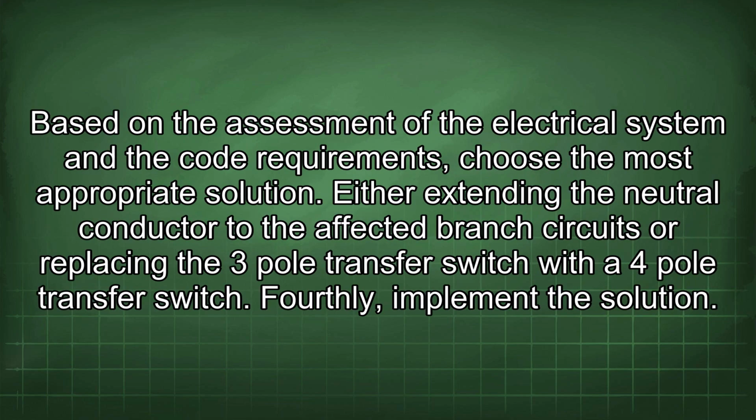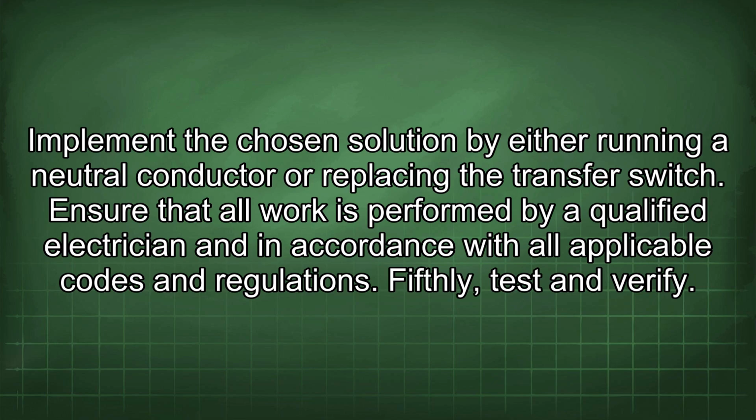Based on the assessment of the electrical system and the code requirements, choose the most appropriate solution, either extending the neutral conductor to the affected branch circuits or replacing the 3-pole transfer switch with a 4-pole transfer switch. Fourthly, implement the solution. Implement the chosen solution by either running a neutral conductor or replacing the transfer switch.